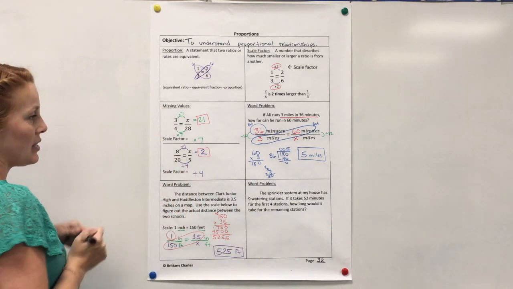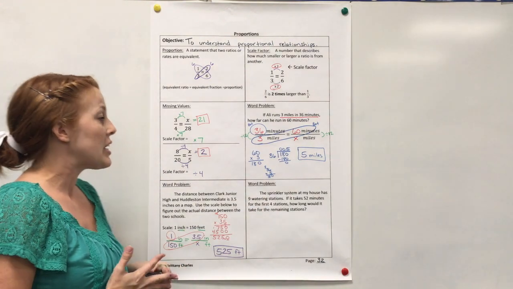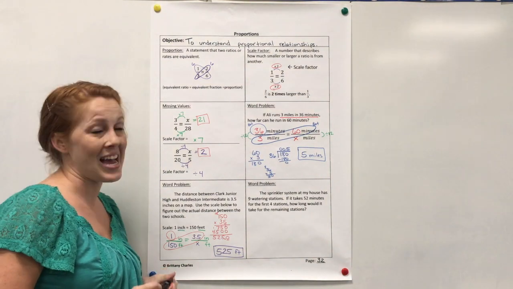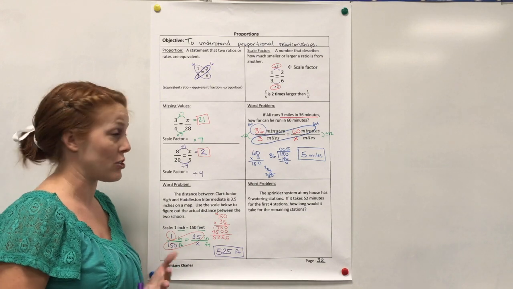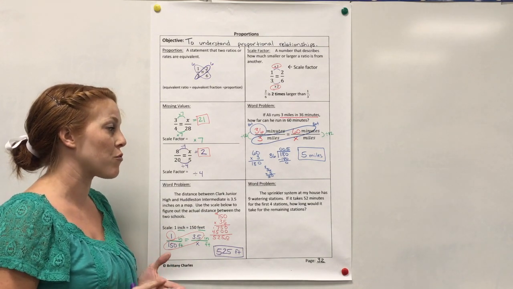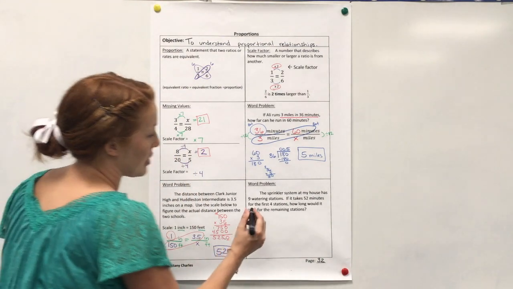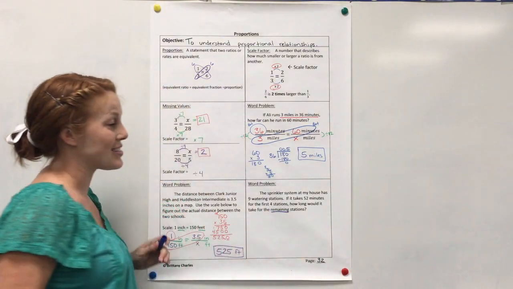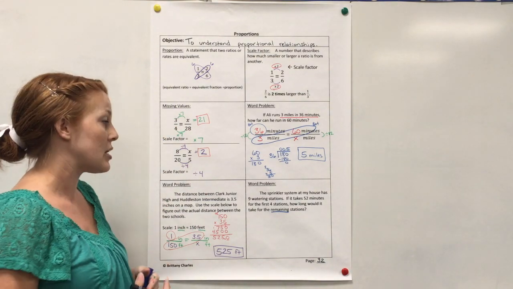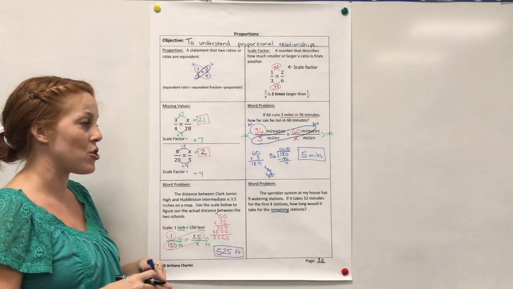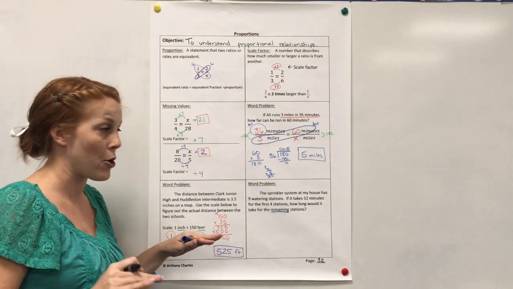All right. Now let's read the next one and see if we can come up with a proportion. The sprinkler system at my house has 9 watering stations. If it takes 52 minutes for the first 4 stations, how long would it take for the remaining stations? All right, so first of all, I need to make sure I realize that it says remaining stations. It's not asking me for the total stations. It's not asking me for these 4. I want to know what the remaining is. So I can actually use part total to help me identify what I know.